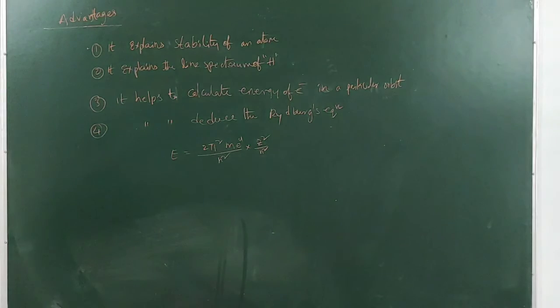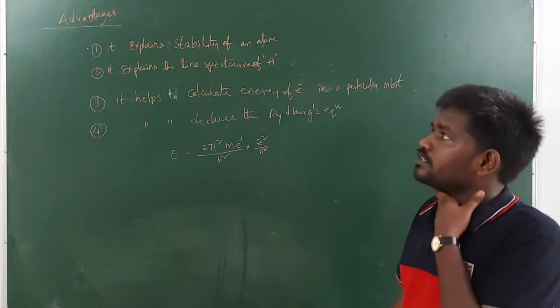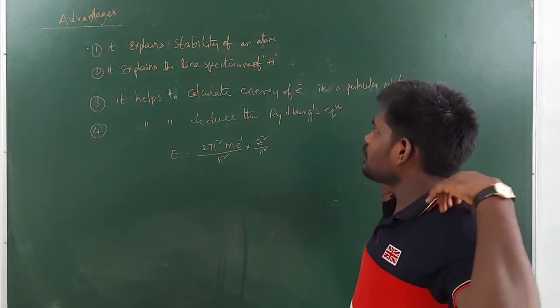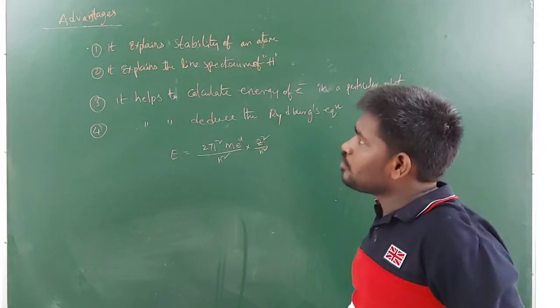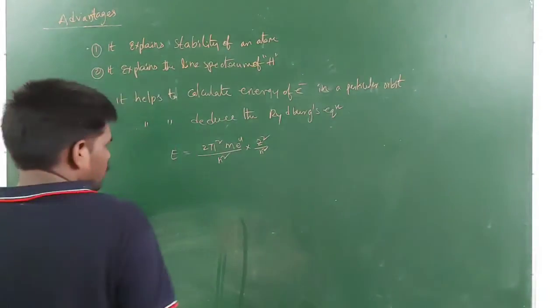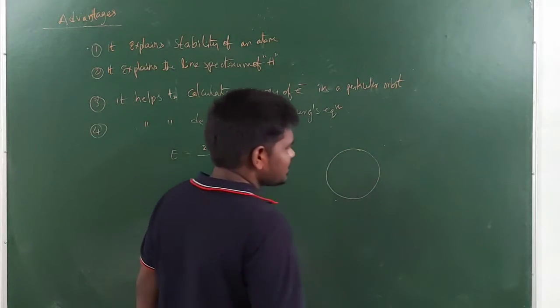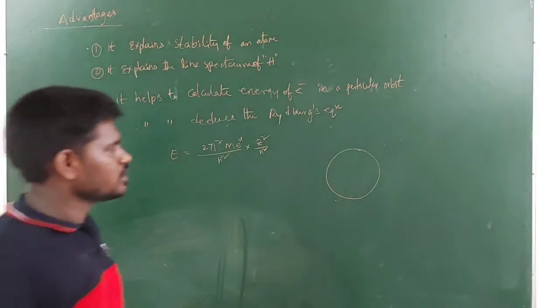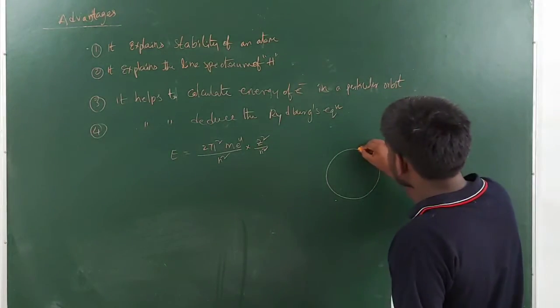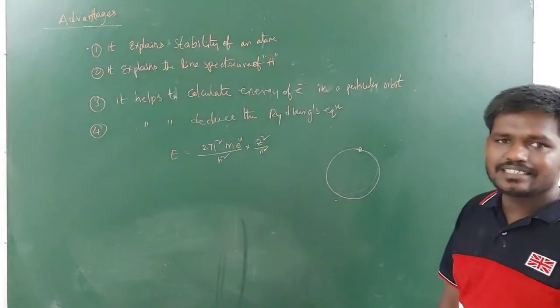Yeah. So next, guys, the usefulness or advantages of Bohr's atomic model. First, it explains the stability of an atom. Rutherford's atomic model failed to explain the stability of an atom, but this model was successful to explain that. This model introduced the concept of stationary orbits. Whenever an electron is revolving in a stationary orbit, it does not lose energy.